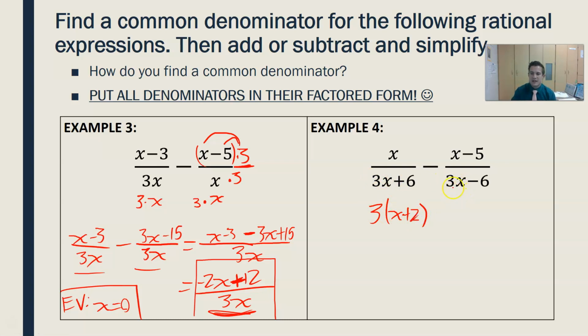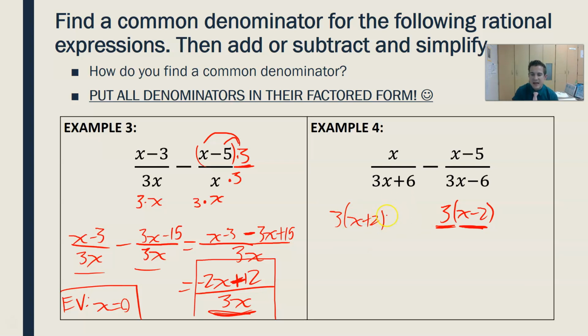Over here I have 3x minus 6. I can take a greatest common factor out there too and be left with 3 times x minus 2. See that? See what I did there? So notice both of these expressions have 3's, but this one has an x plus 2, this one has an x minus 2. So in order for them to be the same, let me write these out a little bit bigger. I have 3 times x plus 2.